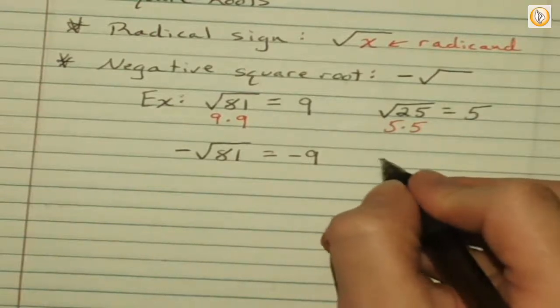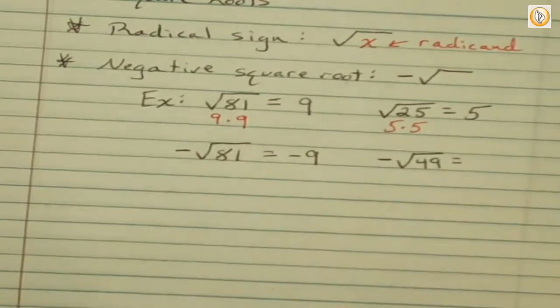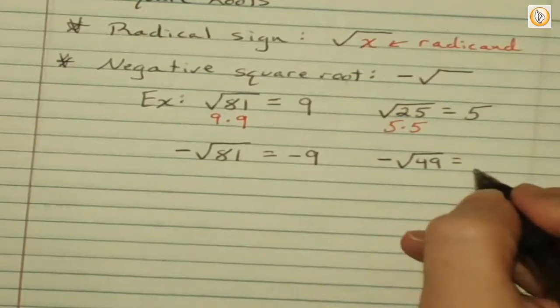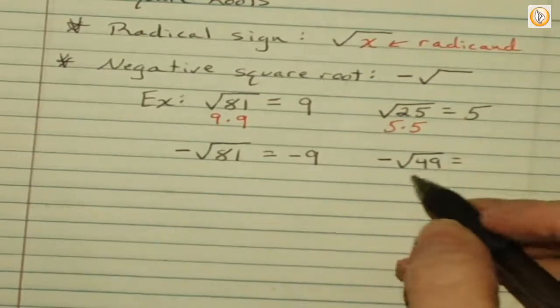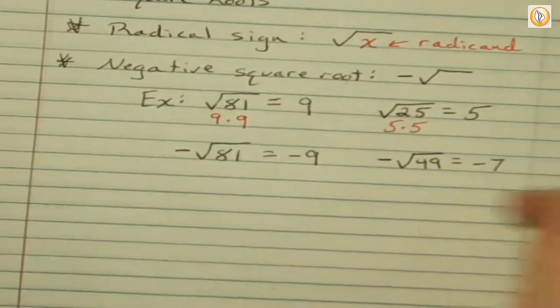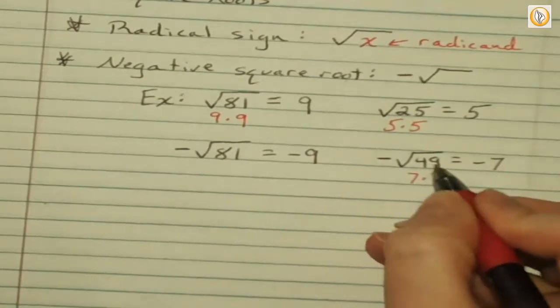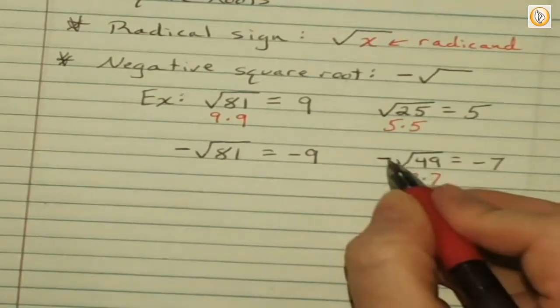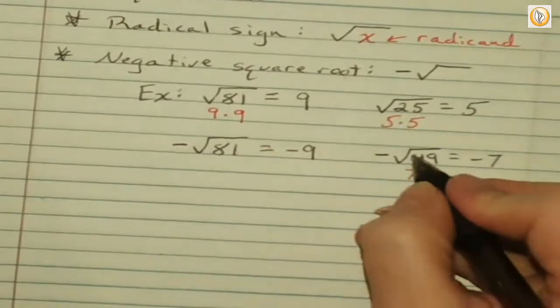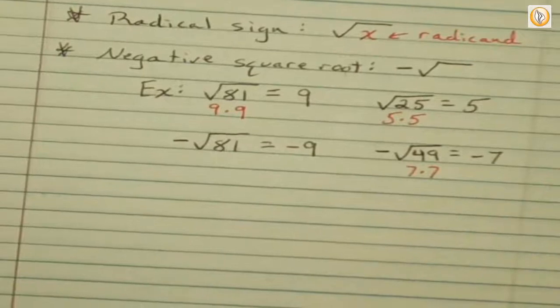For example, what about this? Negative square root of 49. What would that be? Raise your hand. Joanne? No, you're close. That's right, negative 7. Because 7 times 7 is 49. So she had that right, but don't forget about that negative sign. If the negative sign is on the outside, then it's going to be a negative answer. Does that make sense, guys?